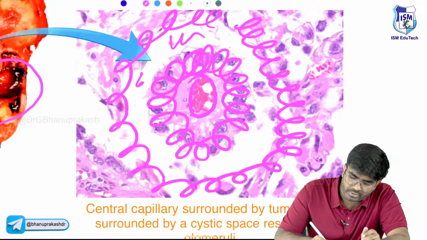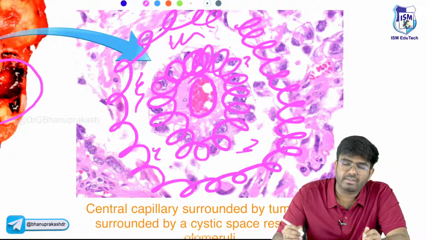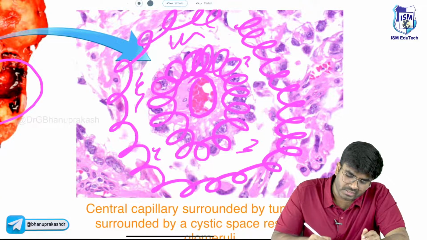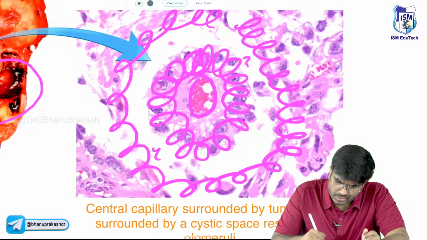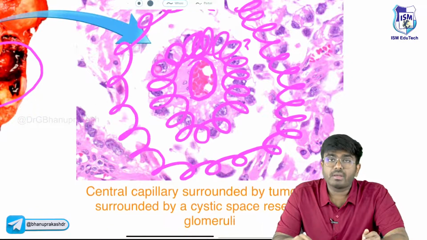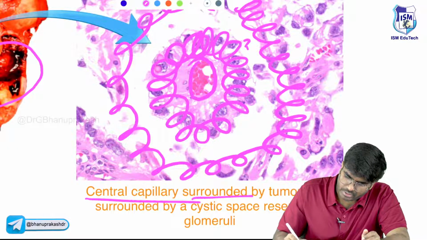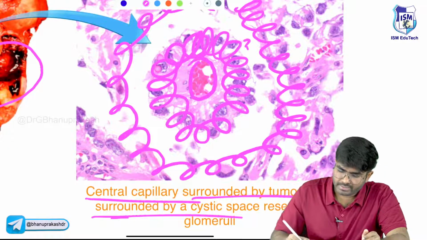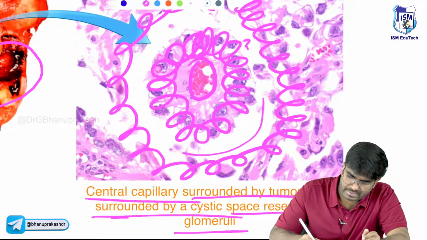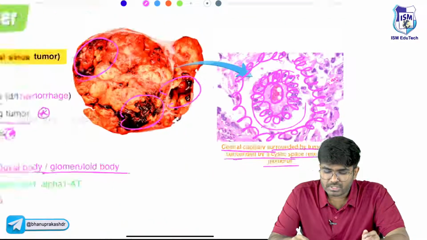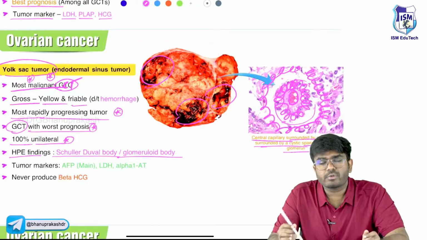In the center, what you can see is a central clearing, white in color. So this is called a Schiller-Duval body: tumor cells surrounded by a blood vessel or capillary. See, a central capillary surrounded by the tumor cells, with a cystic space. This is called a Schiller-Duval body or glomeruloid body, seen in yolk sac tumors.